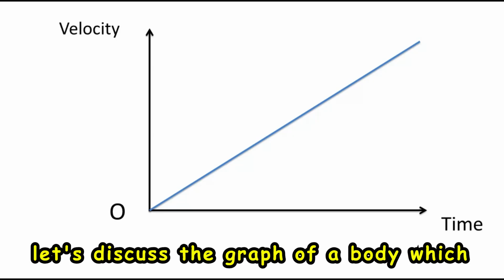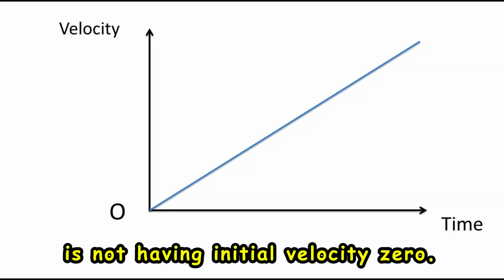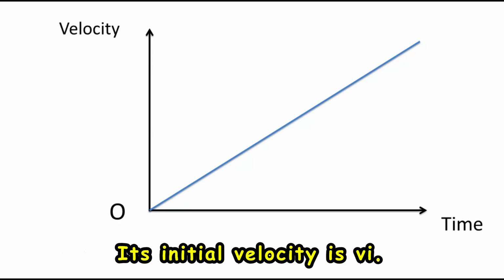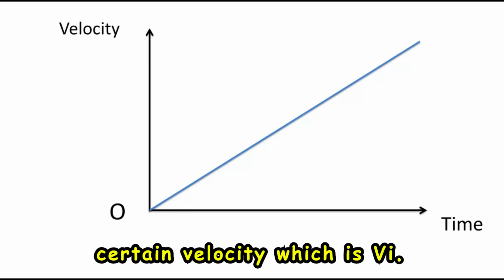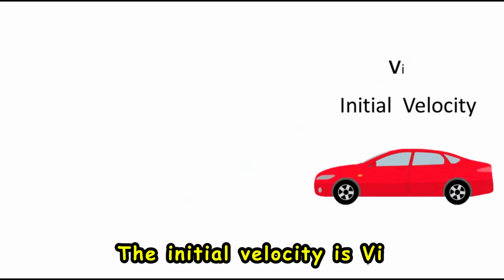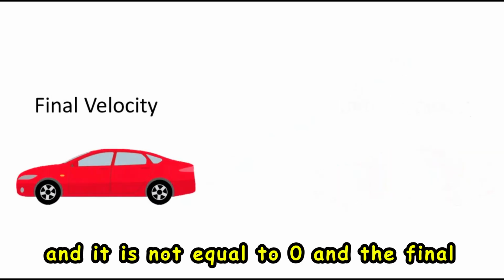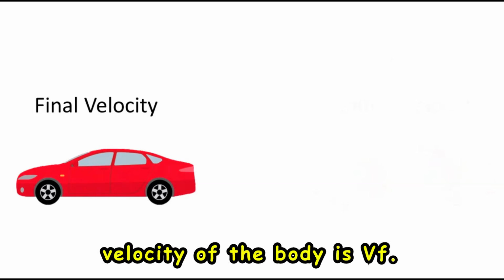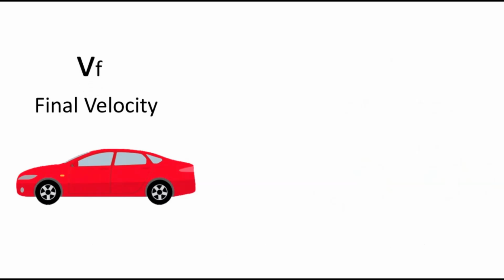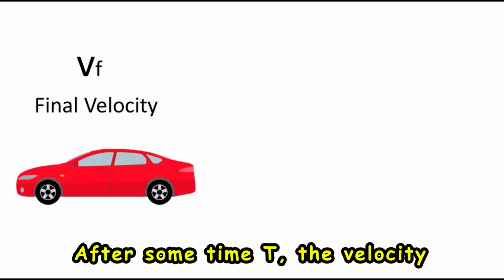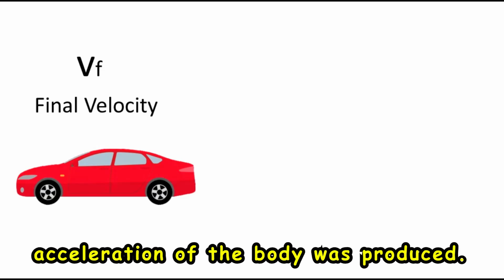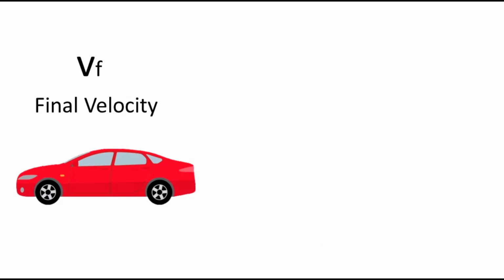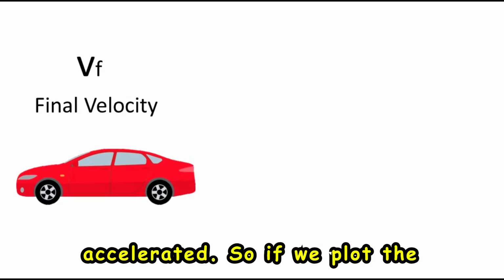But now let's discuss the graph of a body which does not have initial velocity 0. Its initial velocity is Vi. It means that the body is moving with a certain velocity which is Vi. The initial velocity is Vi and it is not equal to 0. And the final velocity of the body is Vf. After some time t, the velocity of the body changed from Vi to Vf, and during this time period, acceleration of the body was produced. That is, we can say that the body had accelerated.